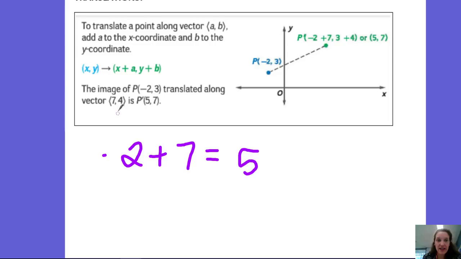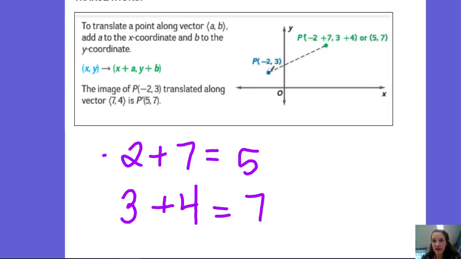Then I'm going to take my y coordinate, which is 3, and I'm going to add 4 to it. 3 plus 4 gives me 7. So I'm going up 4. So I go 7 units to the right, and then I'm going up 4 units. So my image, P prime, is at (5, 7).